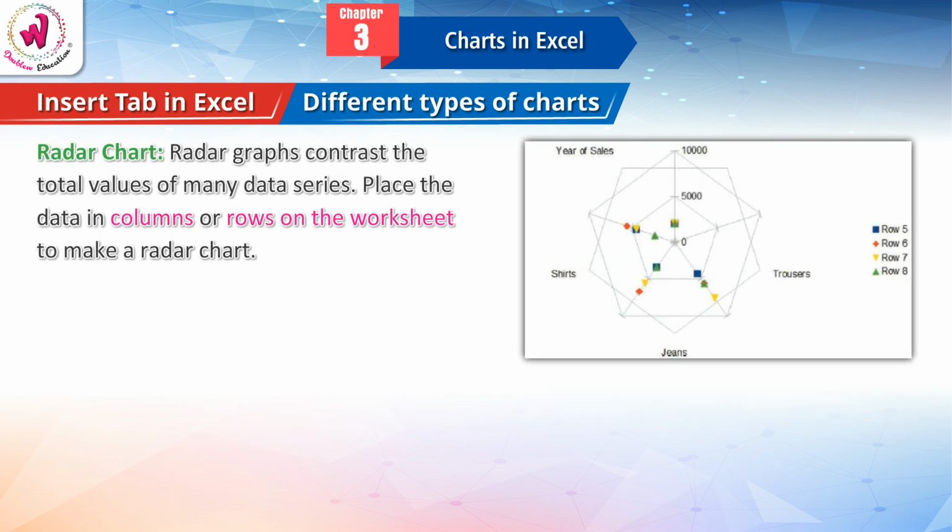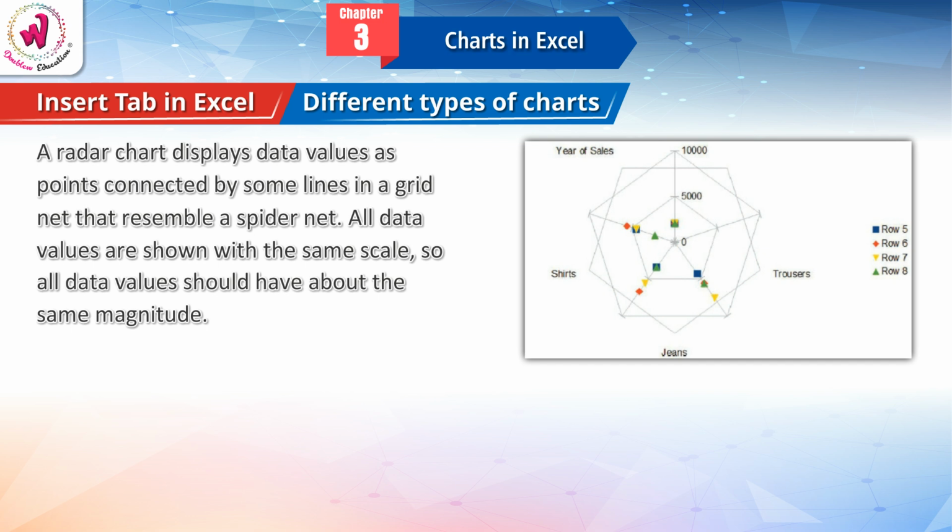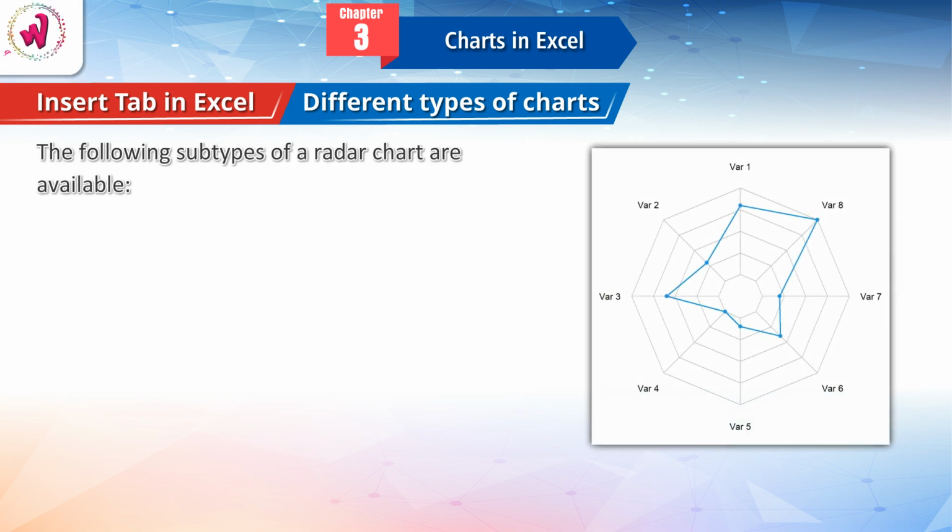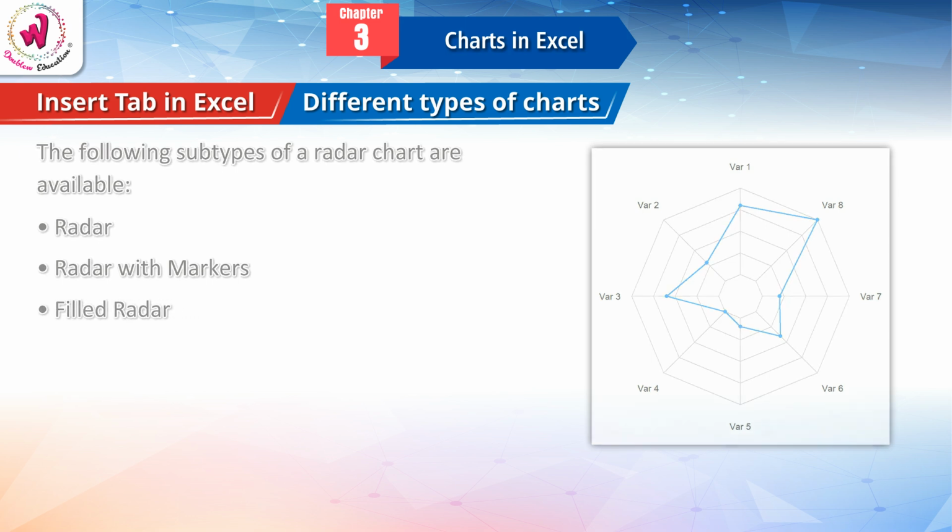Radar chart. Radar graphs contrast the total values of many data series. Place the data in columns or rows on the worksheet to make a radar chart. A radar chart displays data values as points connected by some lines in a grid net that resemble a spider net. All data values are shown with the same scale, so all data values should have about the same magnitude. The following subtypes of a radar chart are available: radar, radar with markers, field radar.